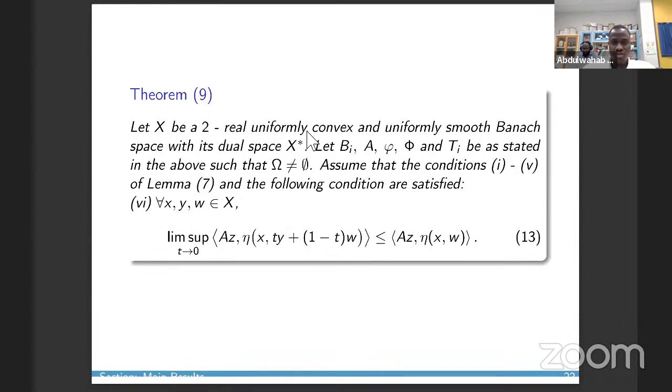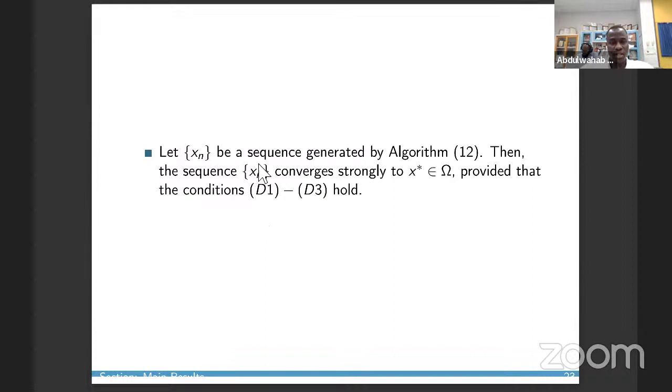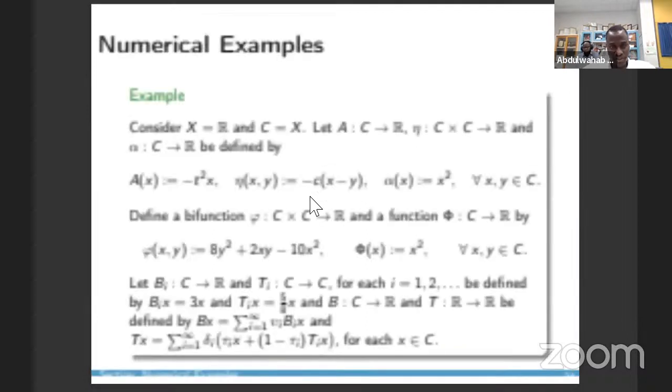Then if X is a real uniformly convex and uniformly smooth Banach space with its dual space X star, and B_i, A_i up to T_i are as stated above, and the intersection of the solutions is non-empty, and assume that the conditions I1 to I5 of Lemma 7 and the following additional conditions are satisfied, then we proved that the sequence X_n generated by Algorithm 12 converges strongly to a point in omega. That is, we converge strongly to a common solution of the three problems, provided that the conditions D1 and D3 hold.